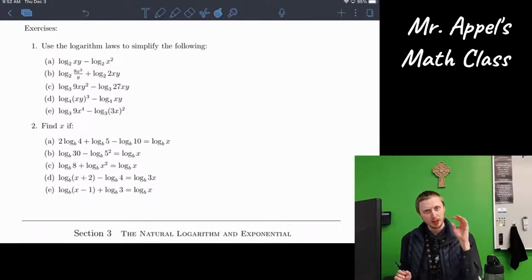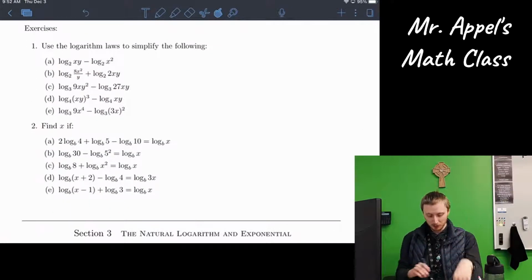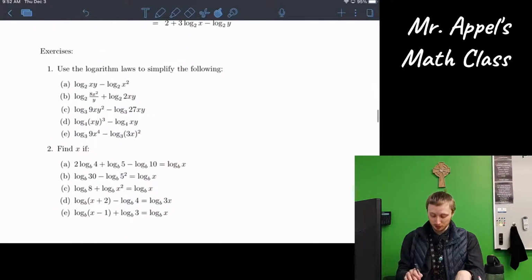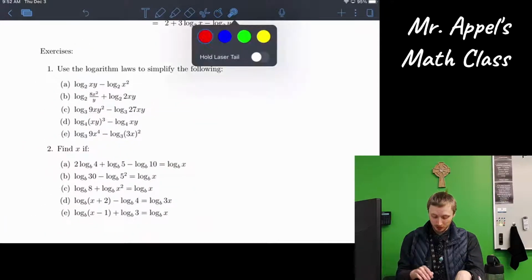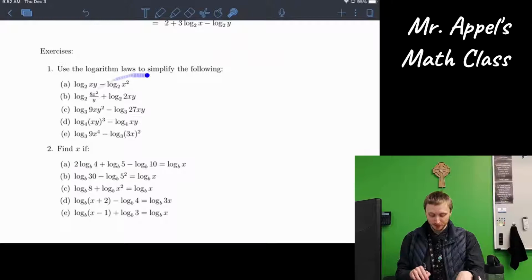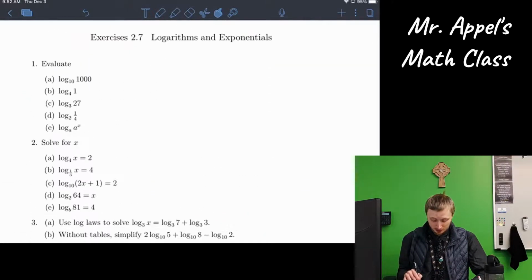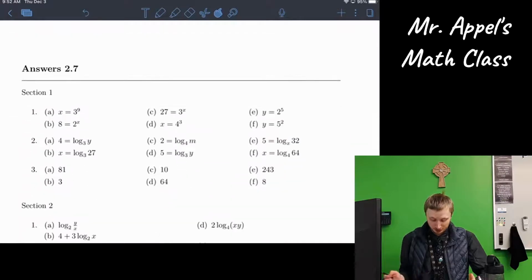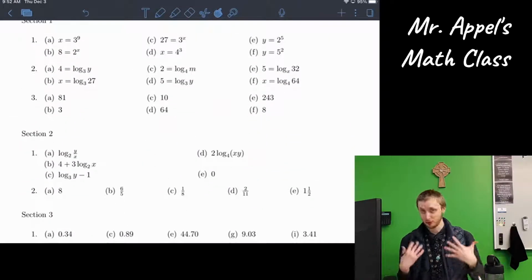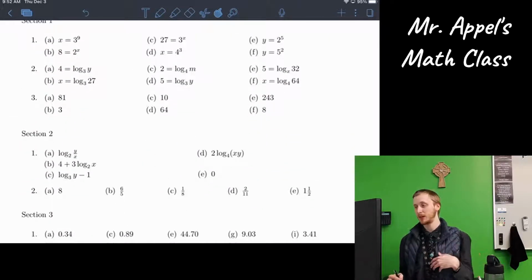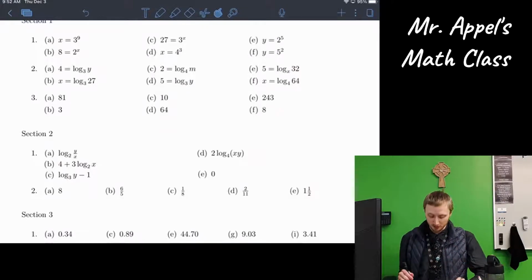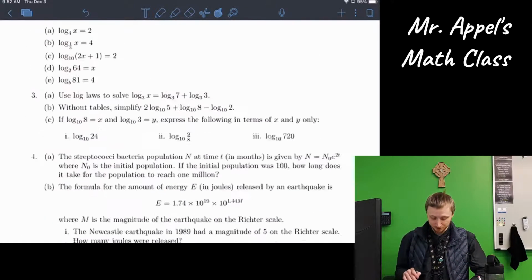I hope you checked your work on these exercises. Remember, the answers for these are at the end of the packet. Answers, right? Section 2. There's no need for me to go through them. You have them yourself, okay? You should be using that.